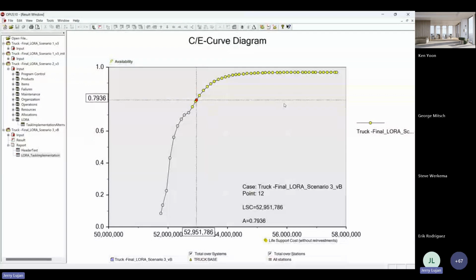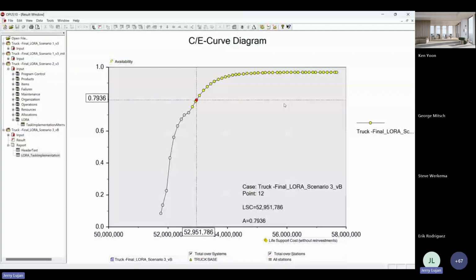So if you say, well, Jerry, what if I don't need 79% availability? What if I just need 70% availability? Then I don't have to repair, right? Or I don't have to reorder, pardon. Possibly. Depends on the units themselves and how they're being utilized.